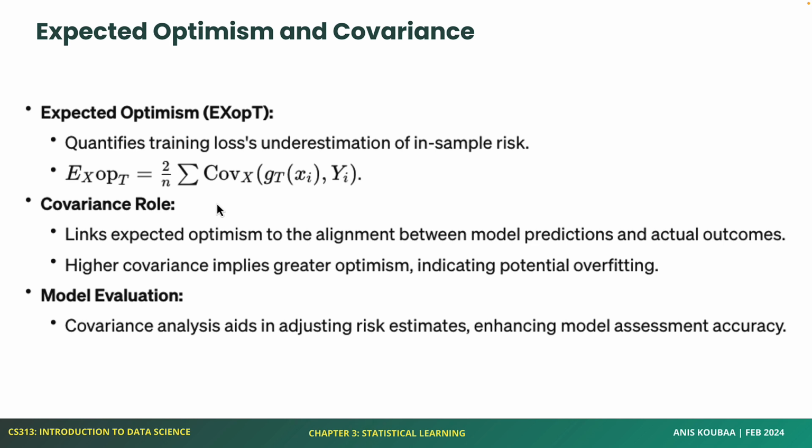So this is the summary here. This is the formula of the expected optimism, which is the covariance between the predicted value and the observed value. The covariance law links the expected optimism to the alignment between the model prediction and actual outcome. High covariance, greater optimism, potential overfitting. Potential, it's not always. When do we have overfitting? When we have very low training loss and very high testing loss. So if I have very low training loss, I cannot say that it's overfitting. I need to look at the testing loss.